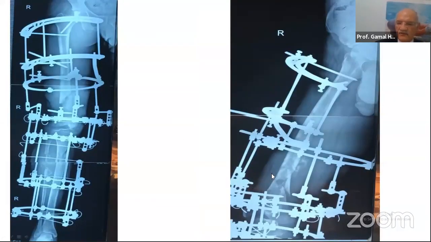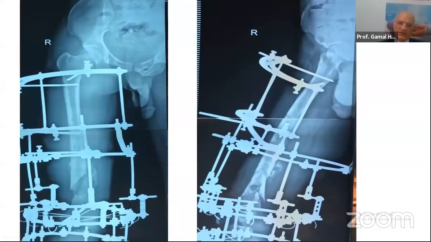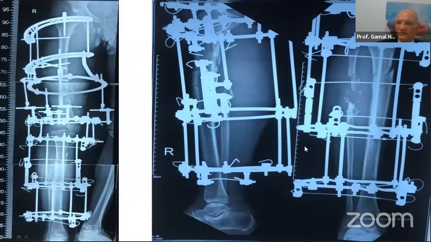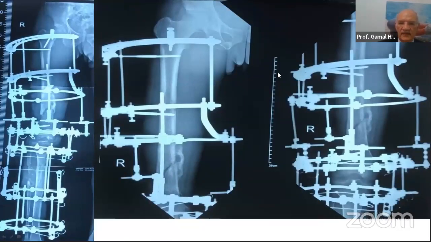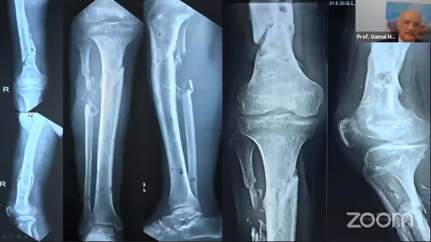Bone formation. Why? With gradual distraction, with gradual movement, we treat the fracture as a corticotomy, and there is stimulation of the bone formation. You see the reduction, anatomic reduction and bone formation. And this is postoperatively. And this is follow-up. Look at the x-rays. Very good reduction.